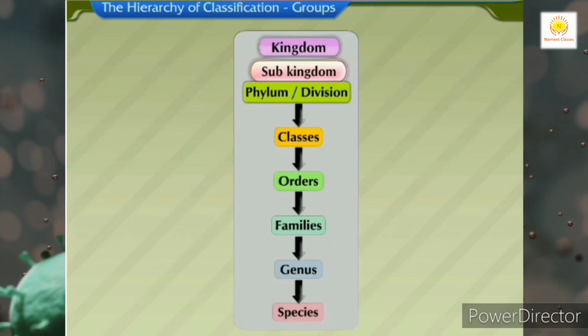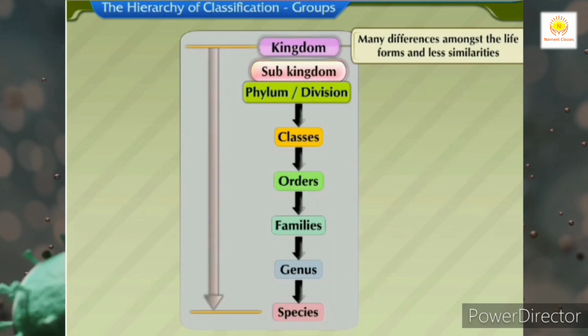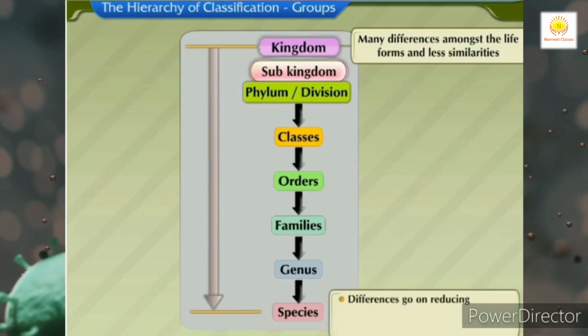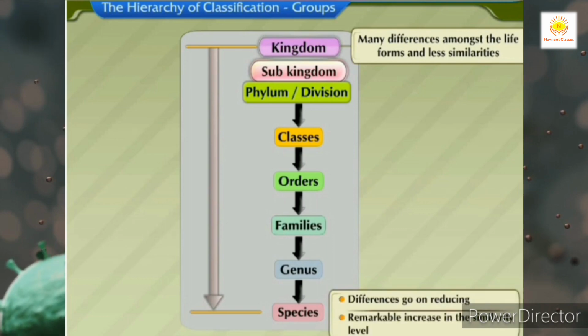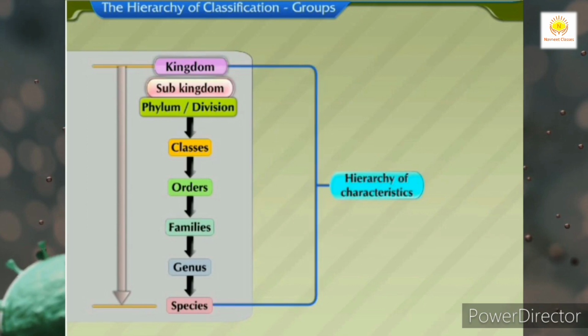Thus, starting from kingdom, where there are many differences amongst the life forms and similarity is less, if we move towards species, we observe that gradually the difference will go on reducing, and we will find that there is a remarkable increase in the similarity level. By separating organisms into smaller and smaller groups on the basis of hierarchy of characteristics, we reach at species level.